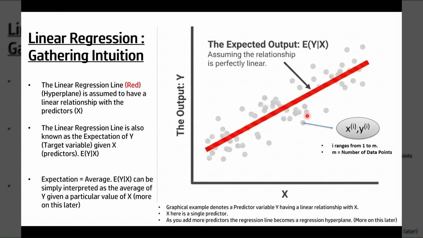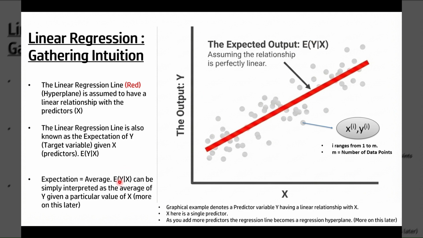Take a look at this scatter plot. We have our input x on the horizontal axis and our output on the y-axis, which is vertical. The linear regression line is indicated in red, which is our best mathematical guess. Mathematically, we assume there's a linear relationship between the predictors x and the response y. But here is the technical catch. This line is also known as the expectation of y given x, written as E[y | x].